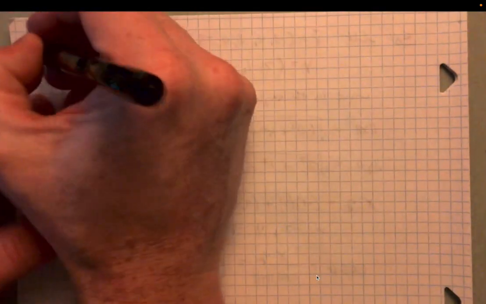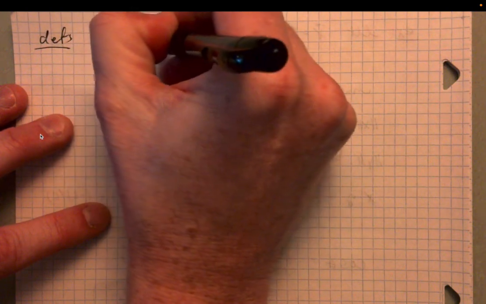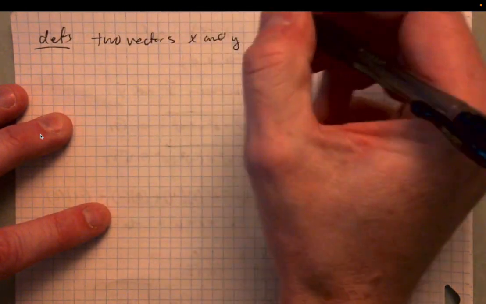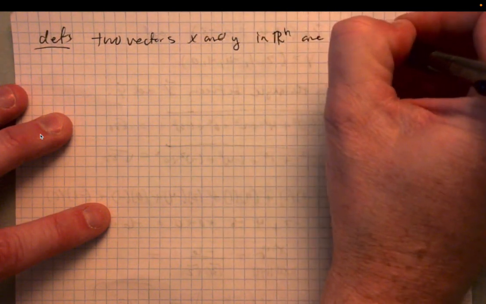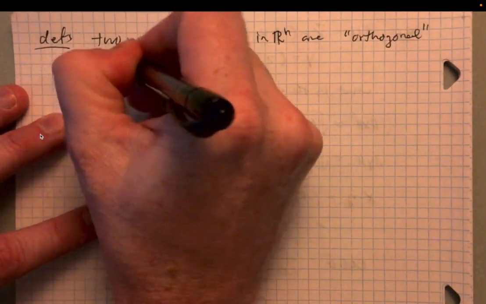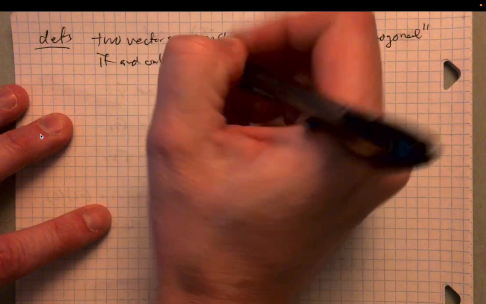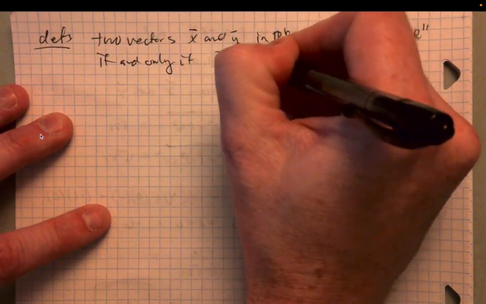Okay, and so let's start with a definition here, and this will be the definition of orthogonality. So two vectors x and y in Rn are orthogonal if and only if the dot product of those vectors is equal to 0.